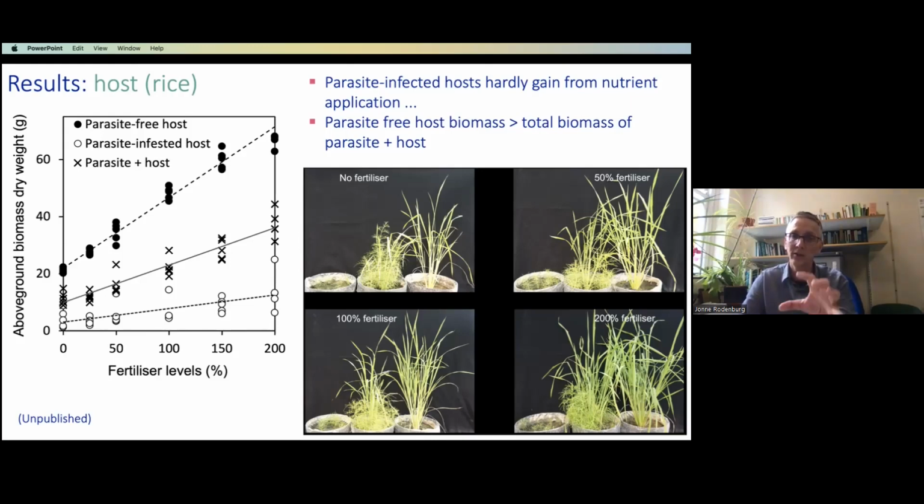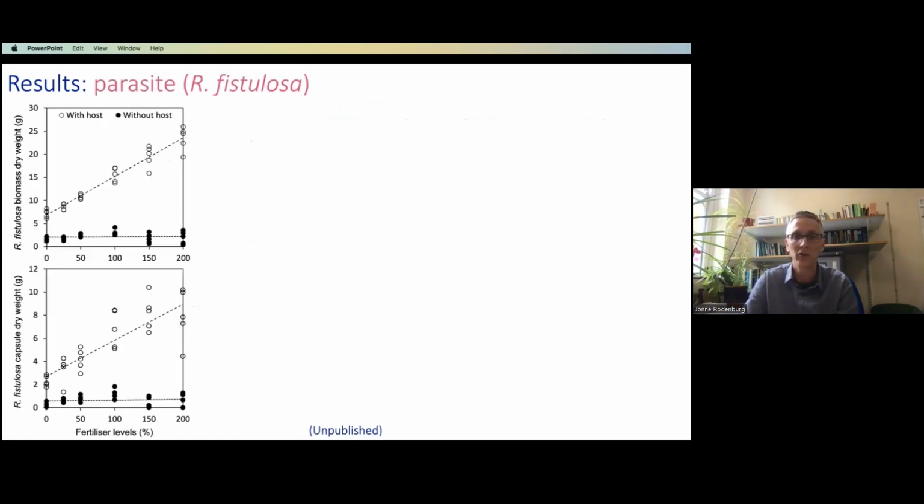But here you see that the middle pots, where the rice and the Rhamphicarpa are combined, the total biomass is lower than what you see on the right-hand side, where the rice is growing alone.